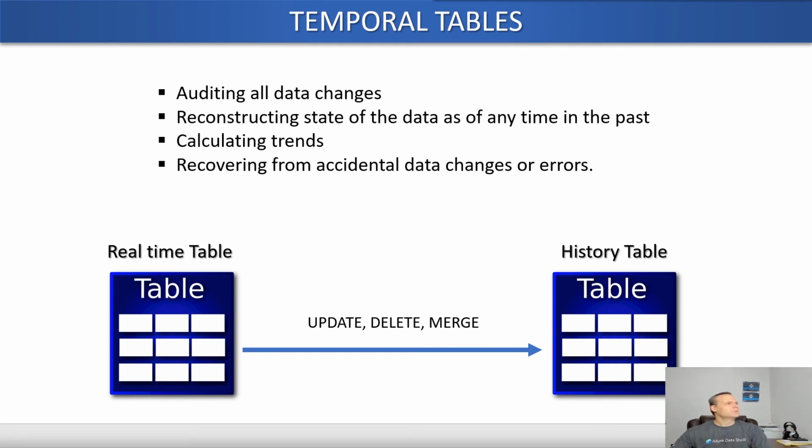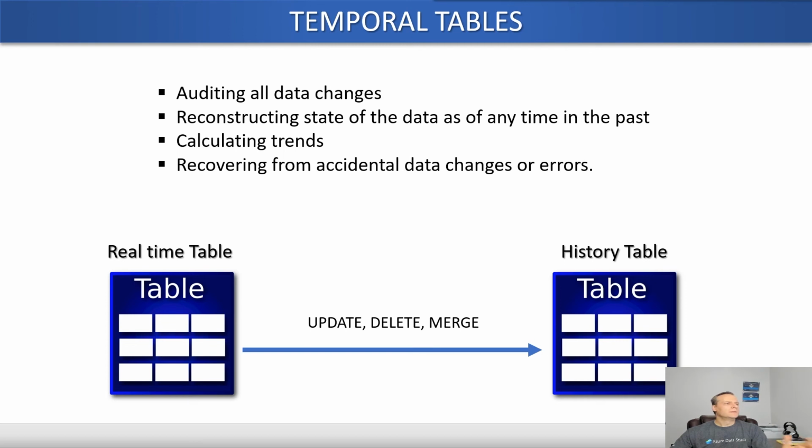So how does it do it? We have a real-time table, a regular table, and if you make that a temporal table, what SQL Server does is use the same schema and create a history table. And each time we get an update, delete, merge, or any change to the real-time table, it grabs the data as it was before the change and puts it in the history table. So you have the newest data in the real-time table, and the old data in the history table.